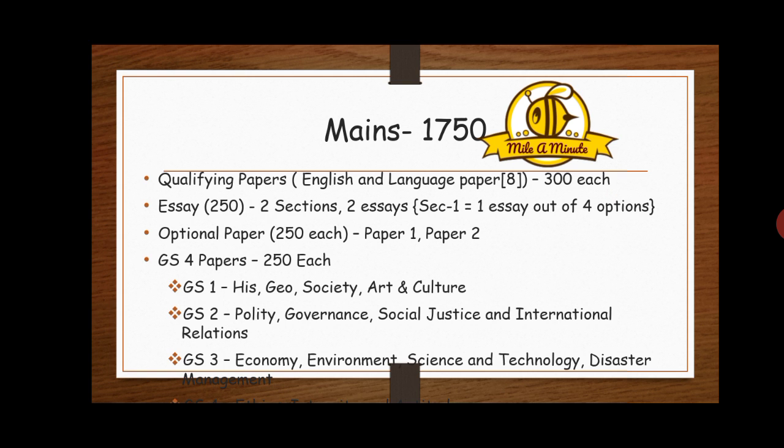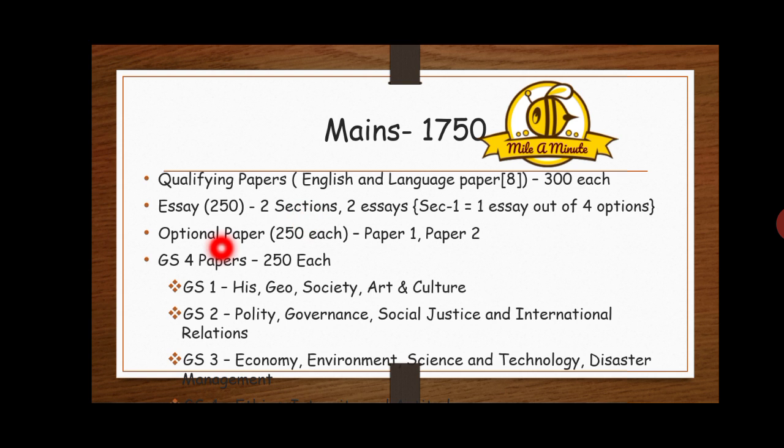Then you will have an essay paper. The essay paper is for 250 marks. You need to write only 2 essays. You will have 2 sections. In one section, you will have 4 options. You need to select one essay out of those 4 options and write that. So, say one essay will have a mark of 125, right? You need to write just 2 essays.